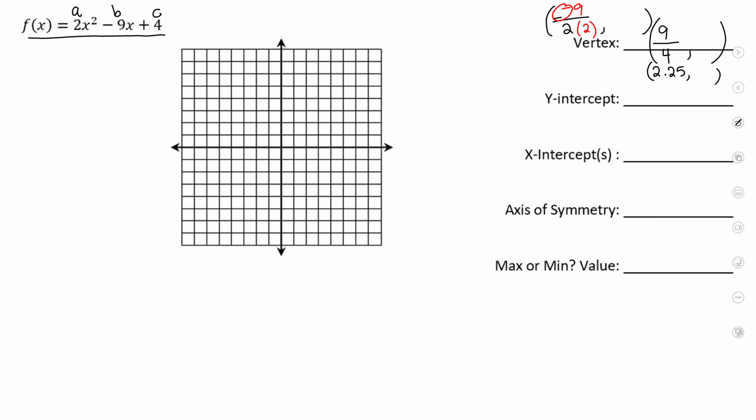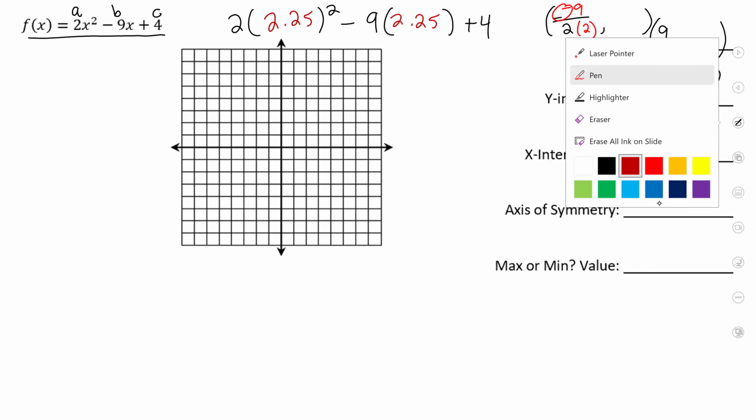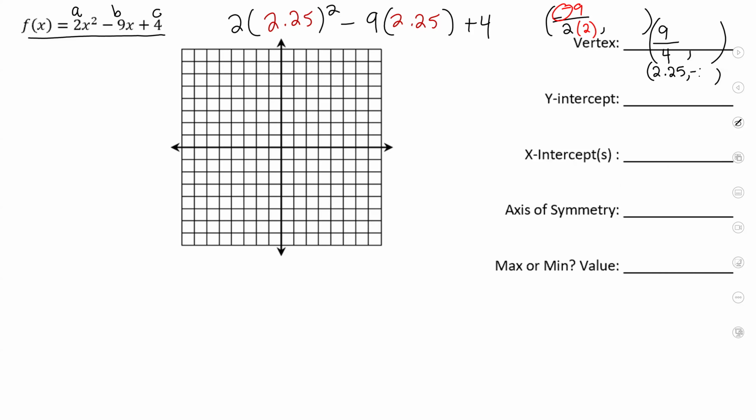Now, how do I find the y value of my vertex? You plug this in. Okay, so I'm going to write this out. This is my equation. And I'm going to plug in 2.25. All right, guys, go ahead and calculate that in your calculator. Perfect. Okay, so we got -6.125 for the y value of the vertex.